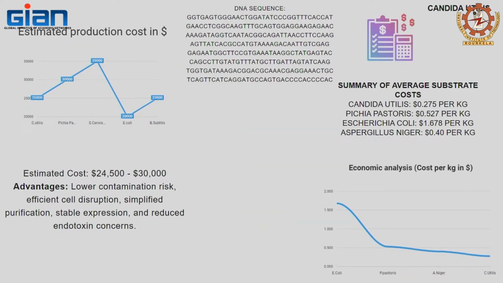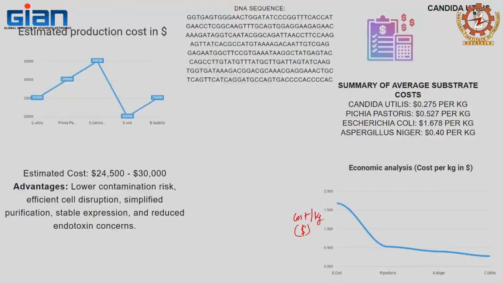And here is the estimated production cost mentioned in dollars. And as I said before, it is of lower contamination. Efficient cell disruption can be done using various methods which we already know, which were discussed multiple times in this session. And it has stable expression of genetic material, which is a major positive, through the integration of plasmids, which has made its structure even more stable. And when compared to the others, it does not produce any kinds of endotoxin, which may act as an inhibitor during the production process. Its endotoxin production is significantly low. It is almost zero.